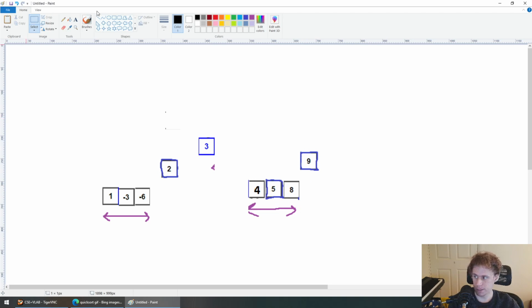And then similarly, you would do a quicksort on these two halves. So I'd be like, all right, I've got 5 in the middle, and now it's time to do a quicksort on these two halves. But to do a quicksort on something like one element is trivial, because how do you sort one element? It's already sorted. Every list of one element is already sorted.